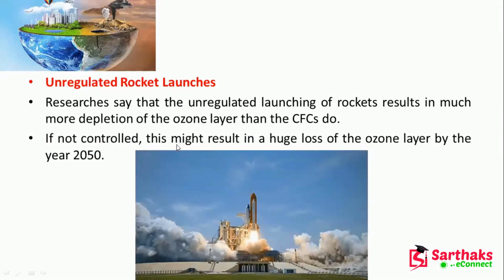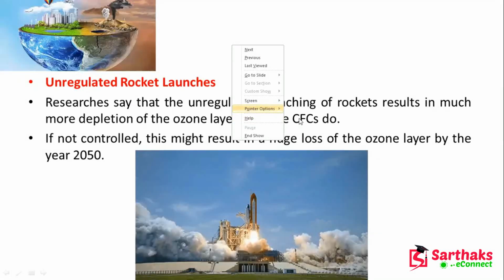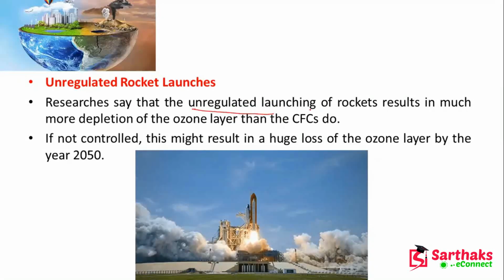Here you can see that researchers say that unregulated launching of rockets results in much more depletion of the ozone layer. If not controlled, this might result in a huge loss of the ozone layer by the year 2050. So unregulated launching of rockets results in more depletion of the ozone layer than the CFCs.